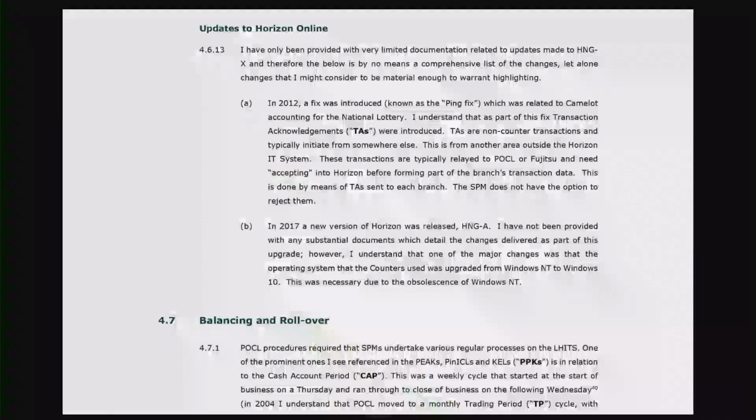There are a number of updates to the Horizon Online system. For our purposes, the most significant was in 2017, is this right? As you've mentioned already, the release of HNGA, Horizon Online Anywhere. Yes. And you say that you haven't been provided with any substantial documents which detail the changes delivered. However, you understand that one of the major changes was that the operating system was upgraded from Windows NT to Windows 10. That was necessary because of the obsolescence of Windows NT.